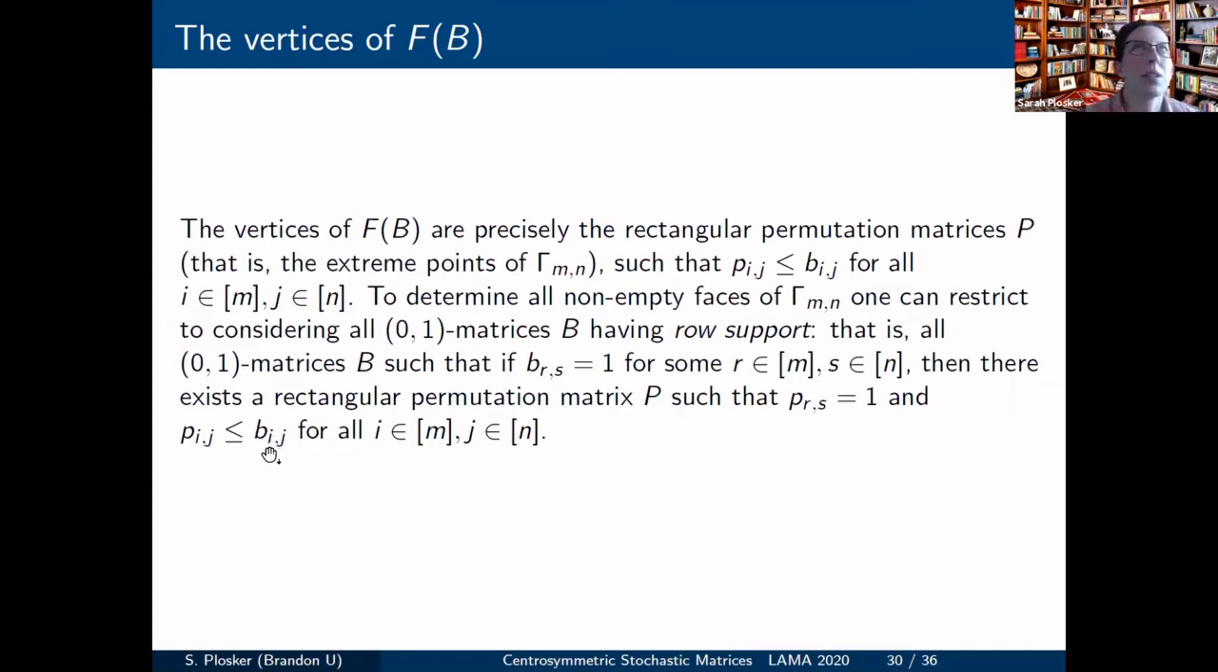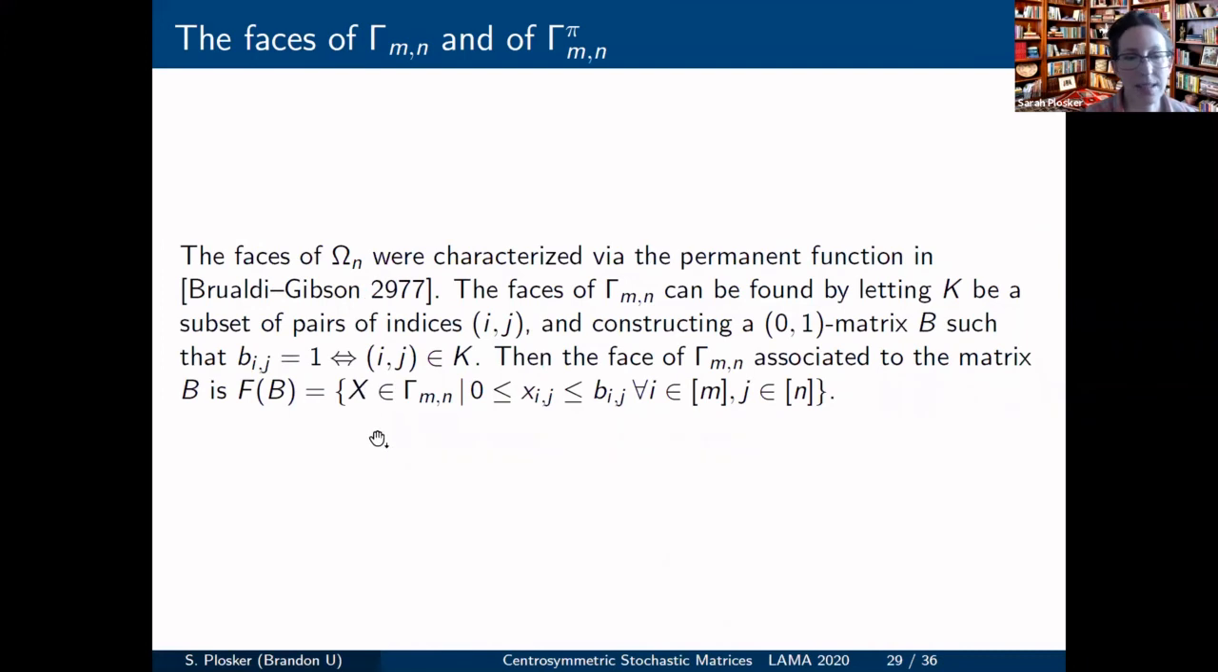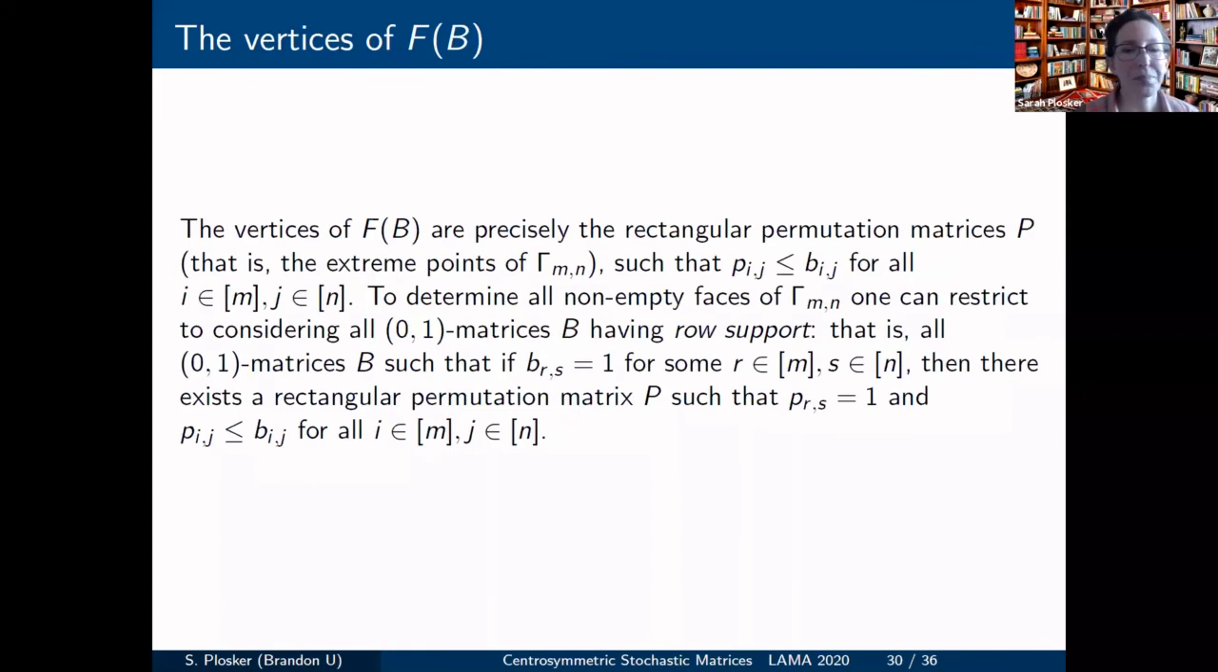So all I mean here is that we don't really care so much about the faces that are empty, right? This is some set of all x's satisfying some condition. If there are no x's satisfying that condition, that face will be empty, and we don't really care about those faces. So we're going to ignore those when we construct these faces. We're only going to construct these non-empty faces. That's all I mean when I say that.